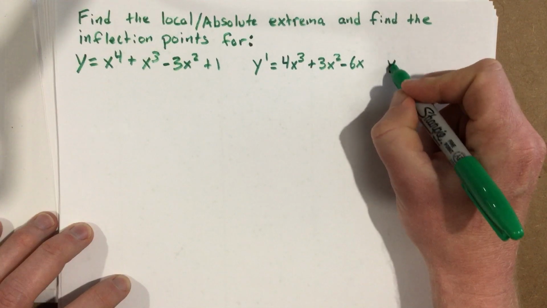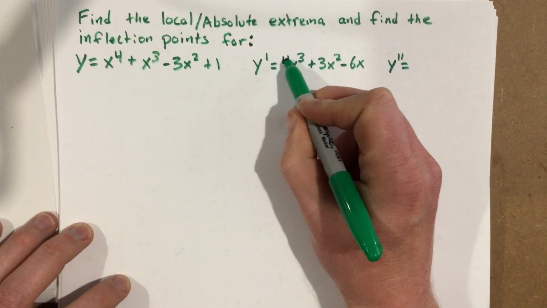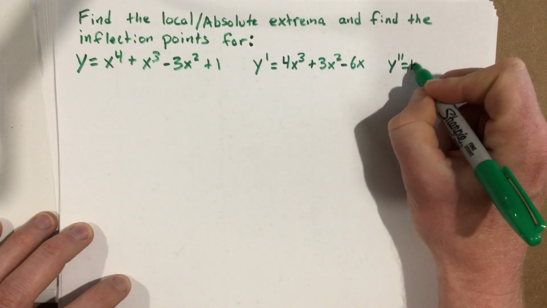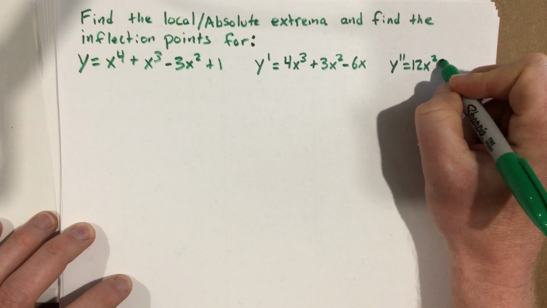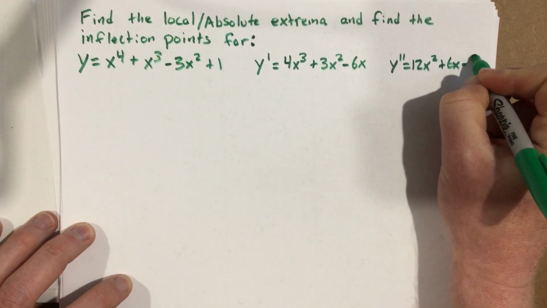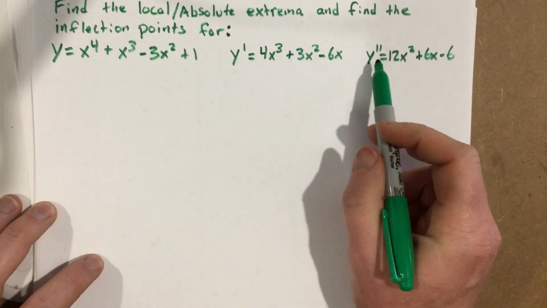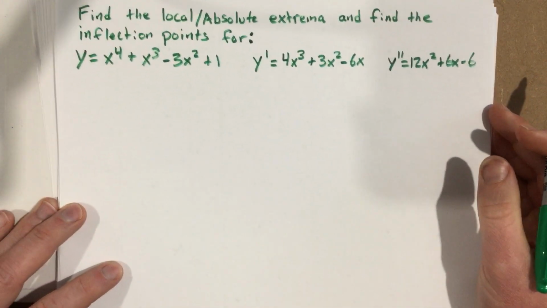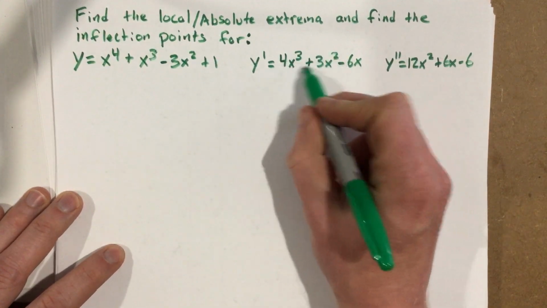Now the second derivative, we do it again. So we take 3 to the front. That is now 12x squared. Bring the 2 to the front. That's 6x minus 6. Okay, now once we find the first derivative and the second derivative, we want to set them equal to 0. So let's go ahead and set this function here equal to 0.